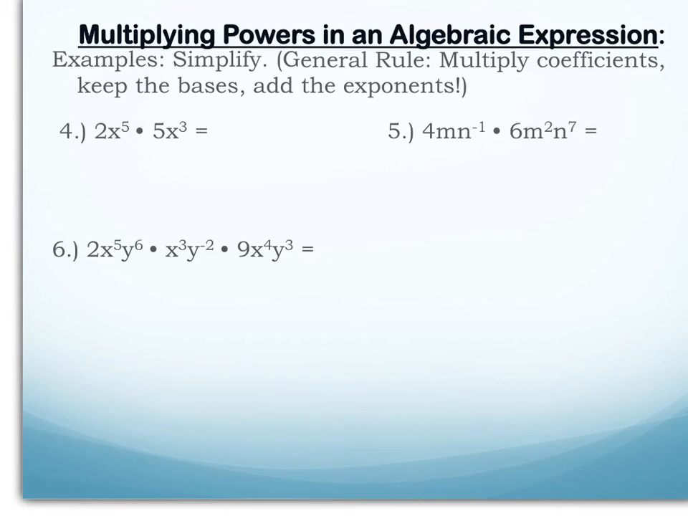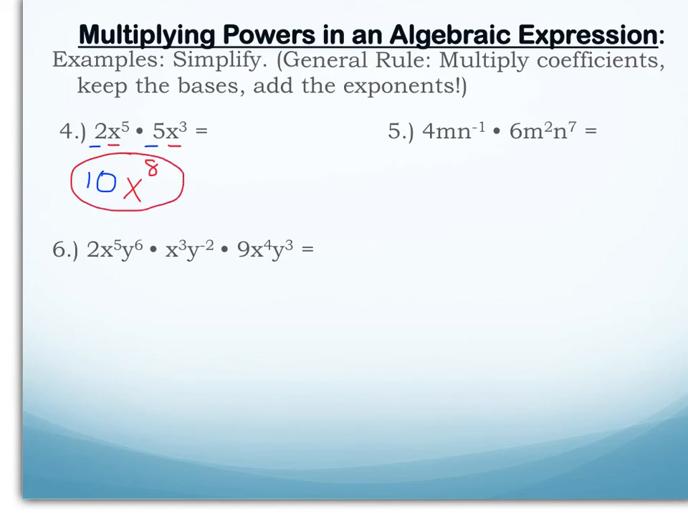In these examples, we're going to simplify, and the general rule tells us to multiply the coefficients, keep the bases, add the exponents. So in number 4, 2x to the fifth times 5x to the third. I'm going to multiply 2 times 5 and get 10. And then with my x's, I keep that x and add my exponents. 5 plus 3 is 8. So I get 10x to the eighth.